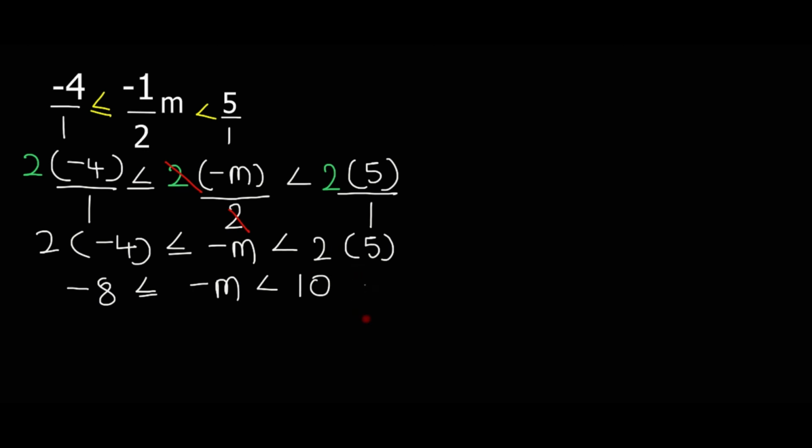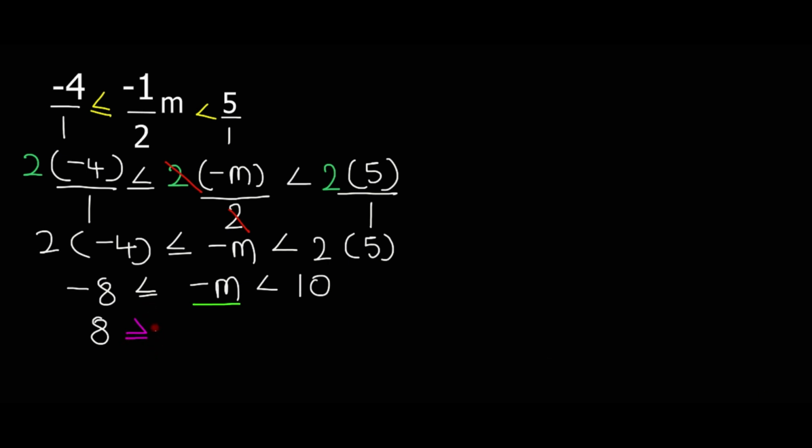And then from here we want to solve for m, and you can see that this m has a negative. We divide both sides by negative 1. We divide both sides by negative 1, so negative 8 divided by negative 1 will be positive 8. But because we divide by a negative number, this inequality will be greater or equal.